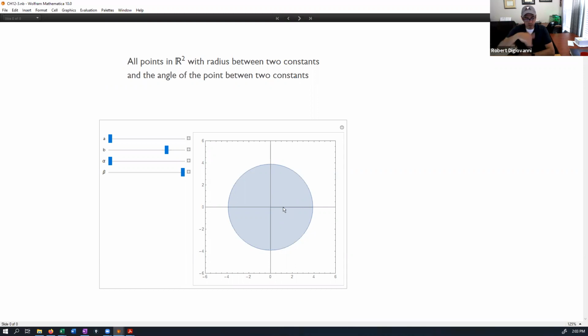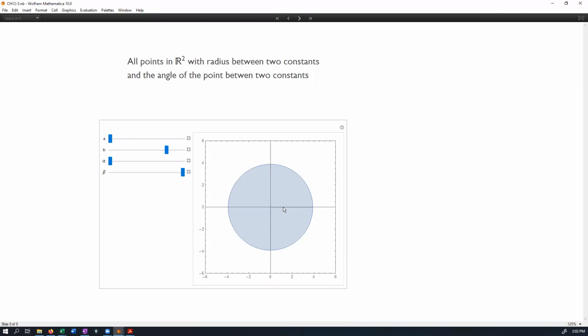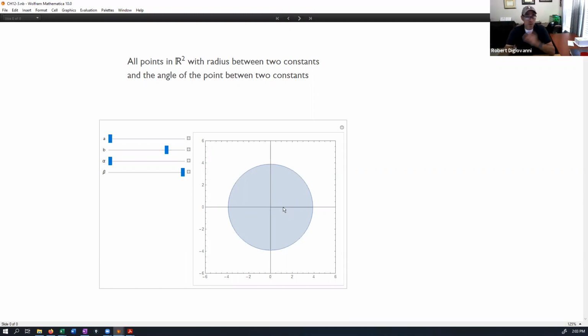What's our theta stuck between here? 0 and pi. 360. Yep, 0 to 360. And then the radius would be stuck between 0 and whatever you want your outer radius to be, right?